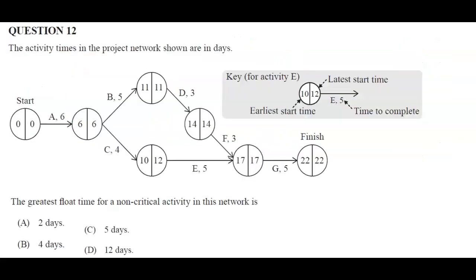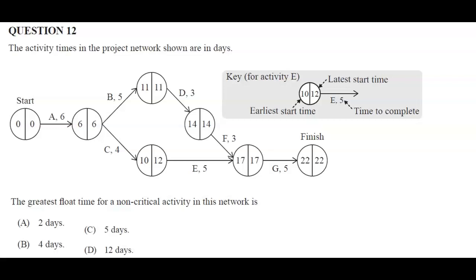Question 12. The activity times in the project network shown are in days. The greatest float time for a non-critical activity in this network is... Okay, in order to determine float time, you first need to decide what your critical path is, because the float time is the amount of time a task can be delayed without it causing a delay to the other tasks in the project. So our critical path all deal with tasks that can't be delayed. So let's determine which ones those are first.